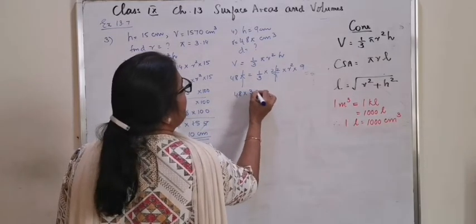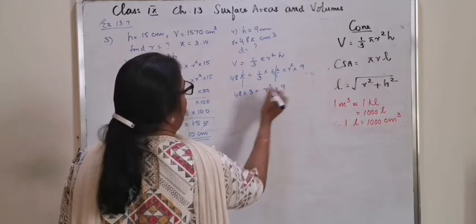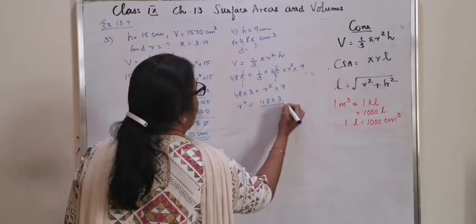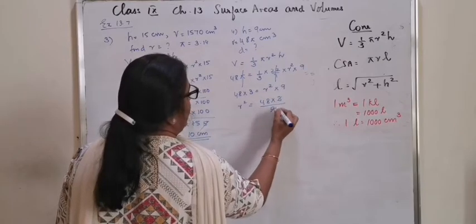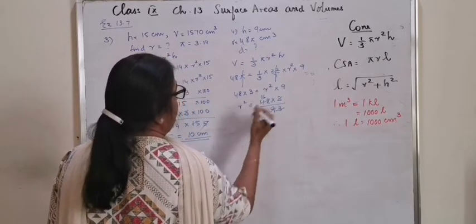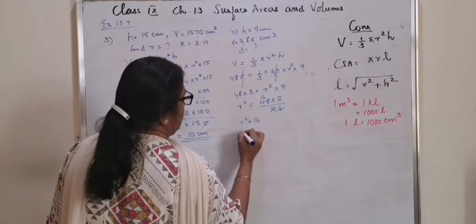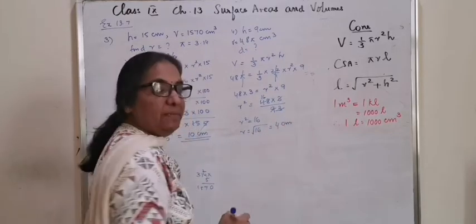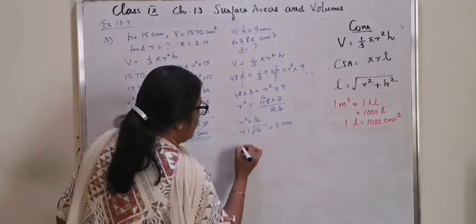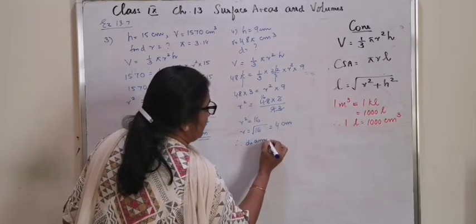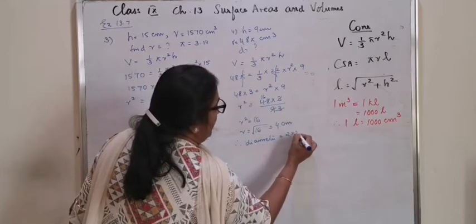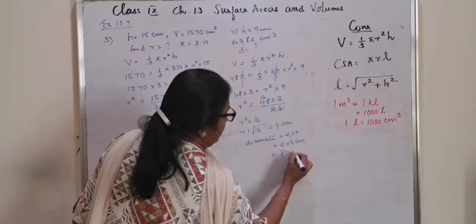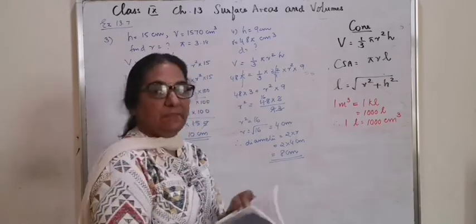48 into 3 is equal to r square into 9. R square is equal to 48 into 3 divided by 9. It is 3 times, or it is 16. R square is equal to 16, or r is equal to square root 16, which is equal to 4 centimeter. Therefore, diameter is equal to 2 times radius, which is equal to 2 into 4 centimeter, or it is 8 centimeter.